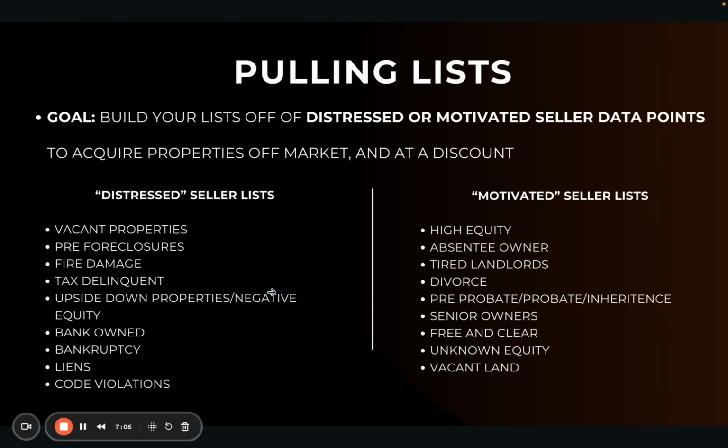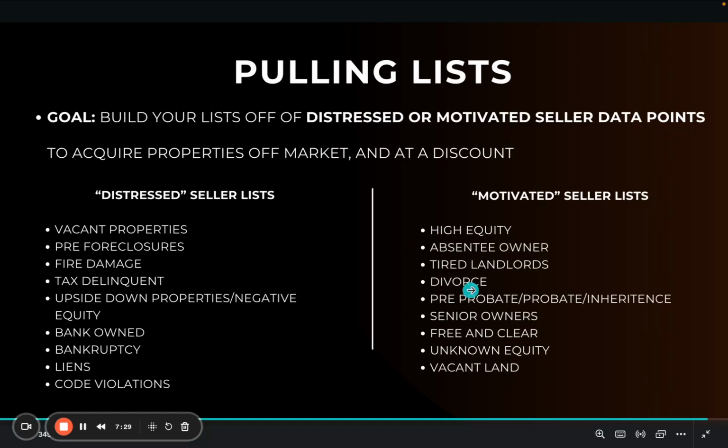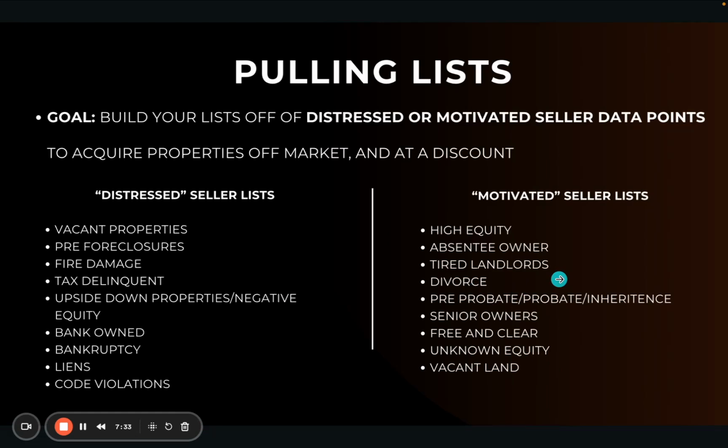There's distressed seller lists. These are properties or people that are in a state of distress. So if the seller is in a state of distress financially, or the property is in a state of distress, things like fire damage or just vacant, going through pre-foreclosure, etc. Then there's motivated seller lists. These are more people that are certainly motivated, and based on these data points here, we feel that they would be looking to sell their property when we engage with them, but it doesn't necessarily mean they need to sell their property at a discount. And of course, some of these on both ends are going to be more motivated than others.